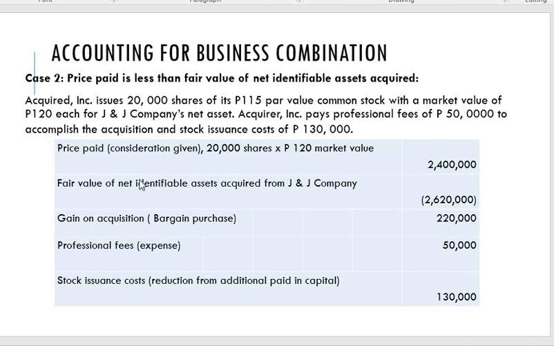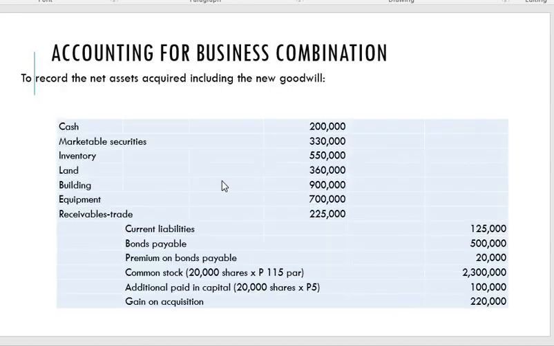Okay? So you note here that the gain on acquisition is the difference between the price paid less the fair value of the net assets acquired, which is 2,620,000. You have gain on bargain purchase or gain on acquisition. Okay? So to record that one, the acquirer will still be debiting the total assets at fair value, then credit the total liabilities at fair value also.